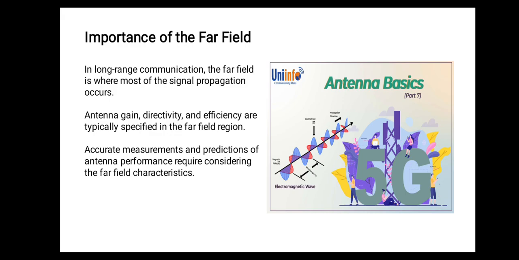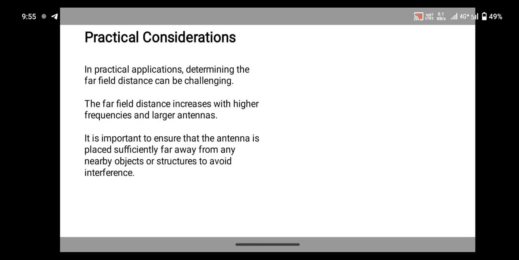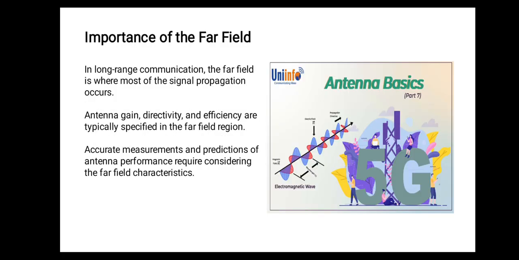Coming to the importance of the far field, it is majorly used in electromagnetic wave 5G lines. In long range communication, the far field is where most of the signal propagation occurs. Antenna gain, directivity, and efficiency are typically specified in the far field region. Accurate measurements and prediction of antenna performance require considering the far field characteristics.